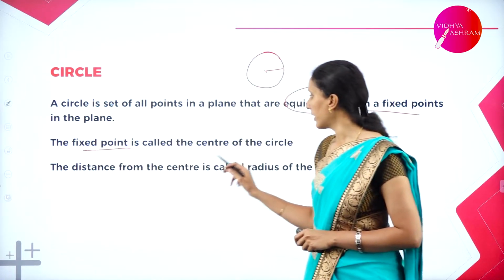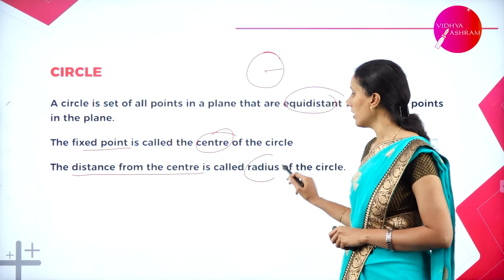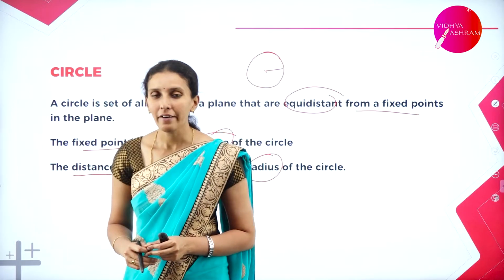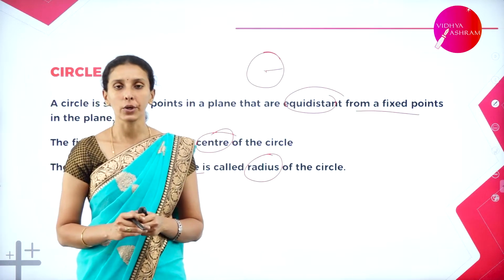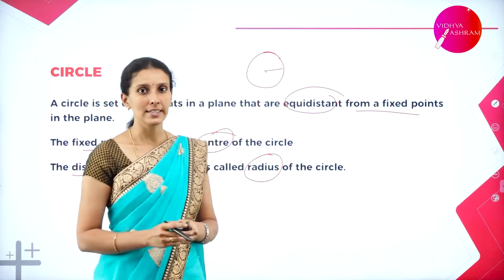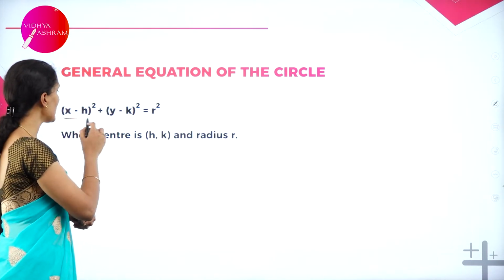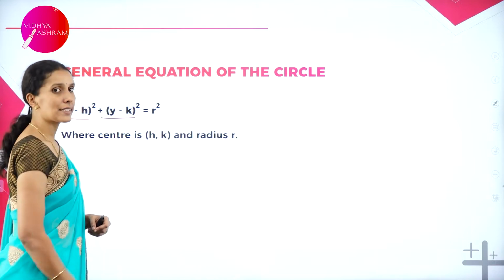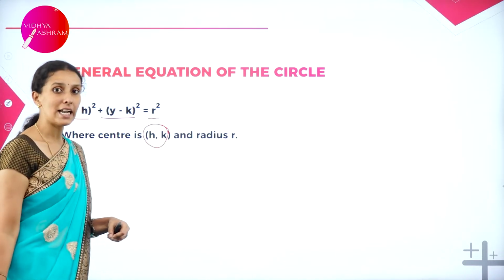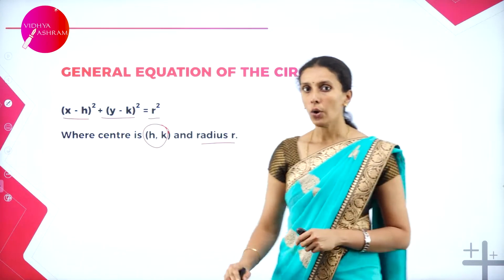So the fixed point is called the center of the circle, and the distance from the center is called the radius of the circle. So in general, we have an expression for the equation of the circle. Let's see what is the general equation of the circle. The general equation of the circle is given by (x minus h) whole square plus (y minus k) whole square is equal to r square, where (h, k) is the center of the circle and r is the radius of the circle. How do we get this?